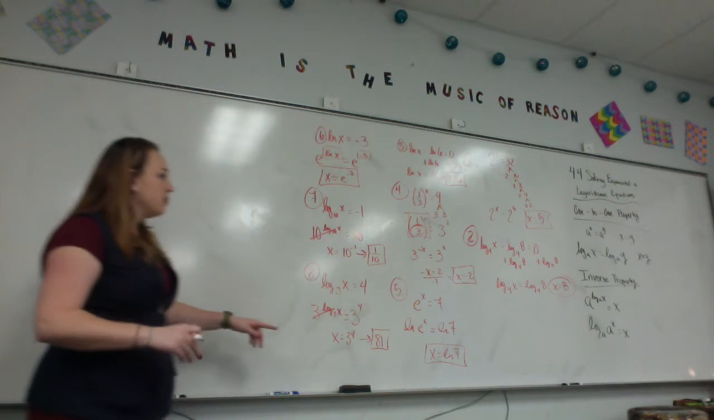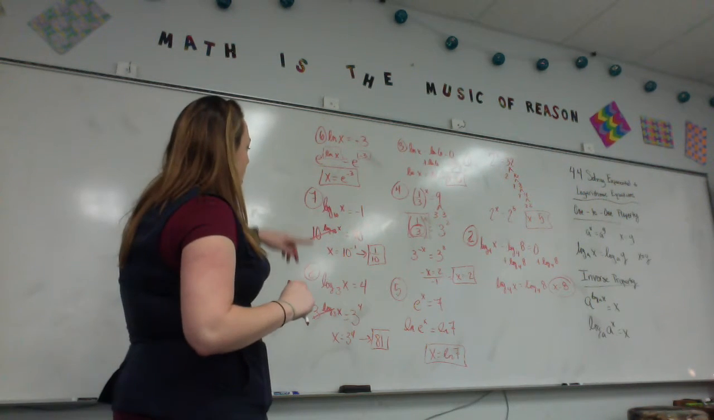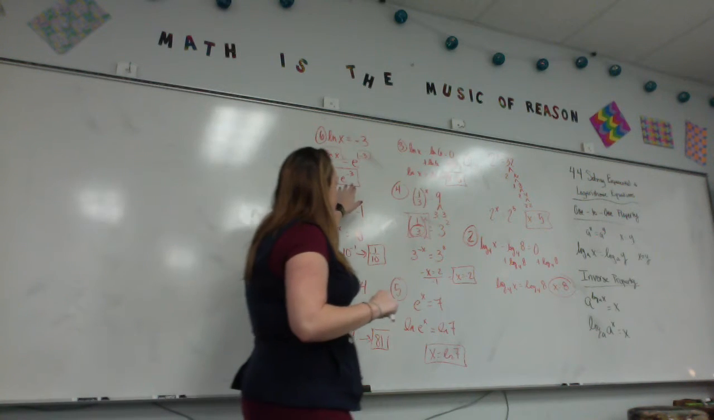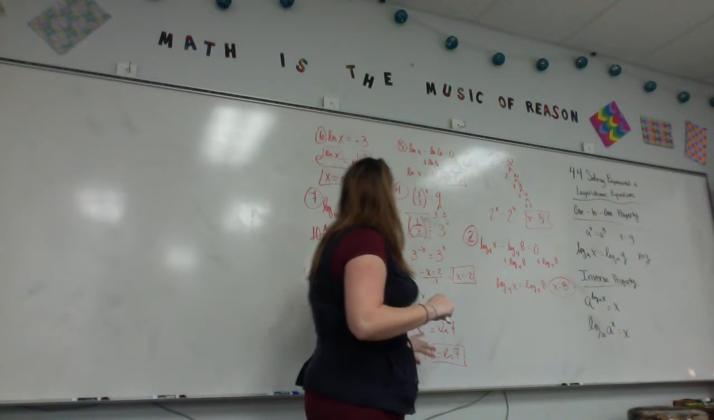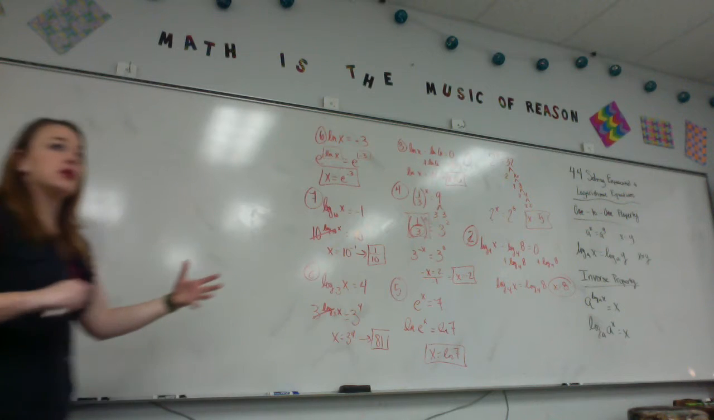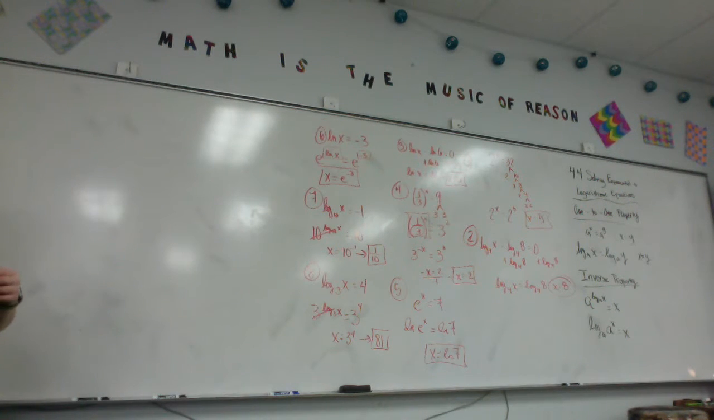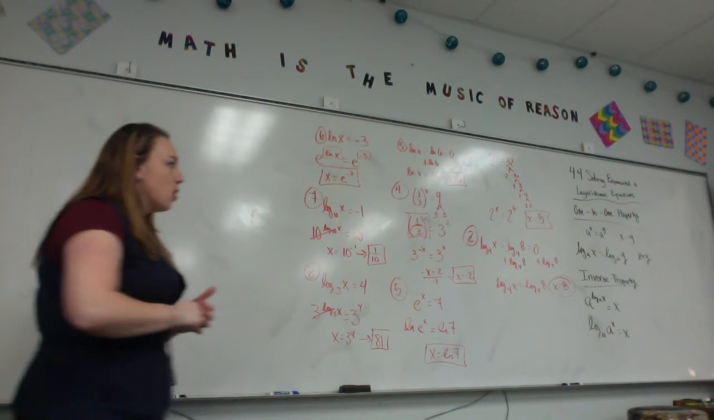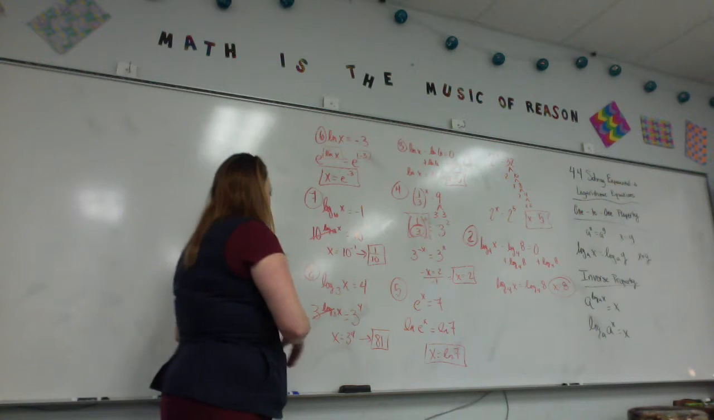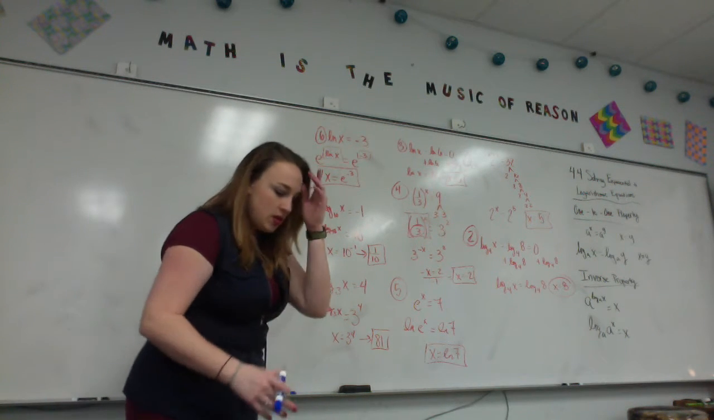On all of them except for when I'm dealing with natural log and e, I get an actual number answer. That's one-to-one properties and inverse properties. That's all that is.